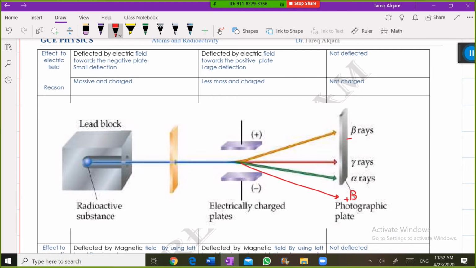Alpha is massive compared with other radiation, of course, so it will have less deflection. Beta particles have less mass than alpha, so they will be deflected more. Gamma, of course, will not be deflected.